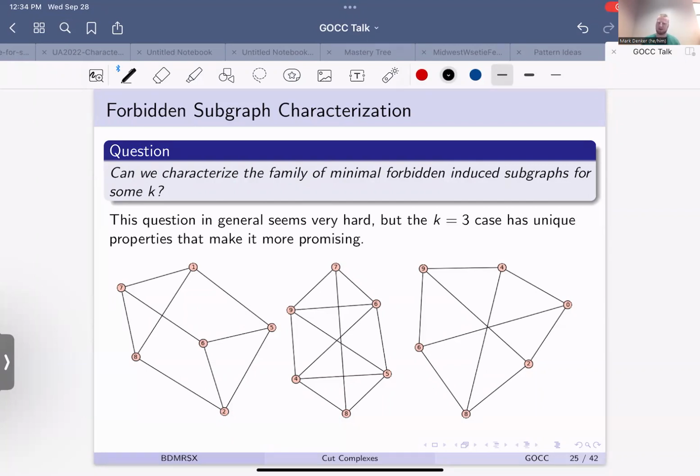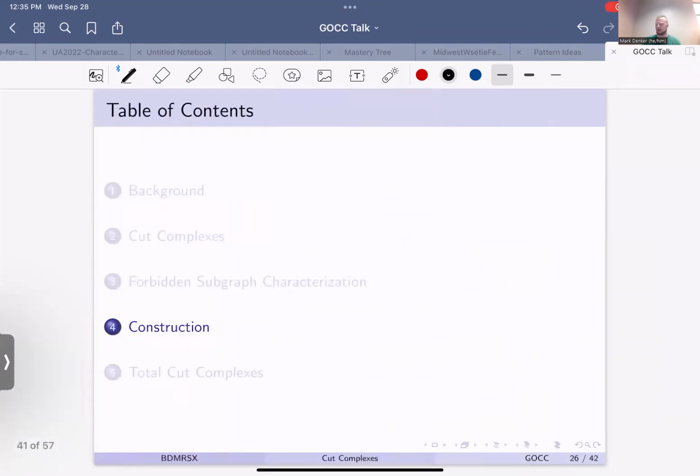We have results that say that to be a forbidden induced subgraph of k=3, you need a lot of special properties happening with you, but it's still a work in progress. So we can understand obstructions to shellability as forbidden induced subgraphs, and we're working on trying to understand how we might categorize these, or what families we can know are going to be obstructions. Okay, so that's one thing we're working at.